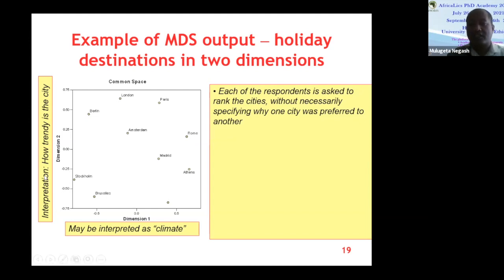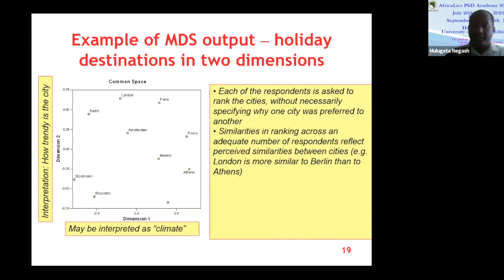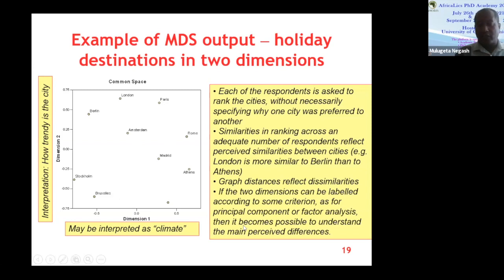Each of the respondents is asked to do this, without necessarily specifying why one city was preferred to another. And similarity in ranking across an adequate number of respondents reflects perceptual similarity: London is more similar to Berlin, and in graph distance Paris is quite different from Brussels. If the two dimensions can be labeled according to some criteria from principal component or factor analysis, then it becomes possible to understand the main perceived difference.